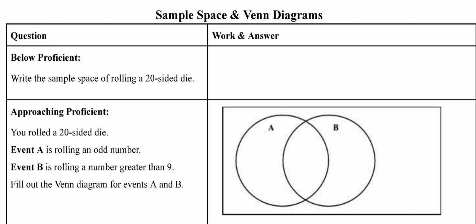This is about probability, finding sample spaces in Venn diagrams. I'm going to go ahead and do the first below proficient and approaching proficient videos here together in one. So if you need the approaching proficient video only, just fast forward a little bit.